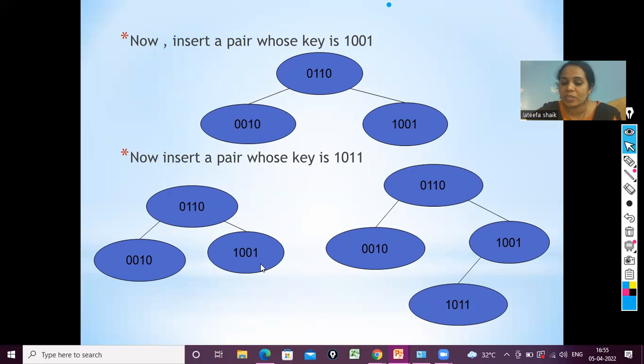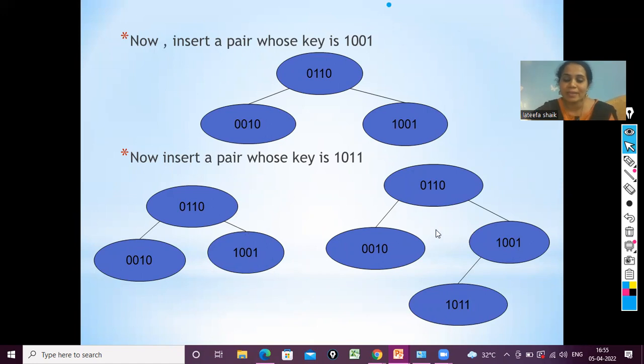That decision is again based on the bit at the second level. The second level means the second digit is to be considered. What is the second digit of the insertion element? 0. So from level 2 you should traverse towards the left. Why? Because at the second level, the second digit is considered, and the second digit is 0 in the insertion element. So to the left of 1001, the 1011 element is inserted.